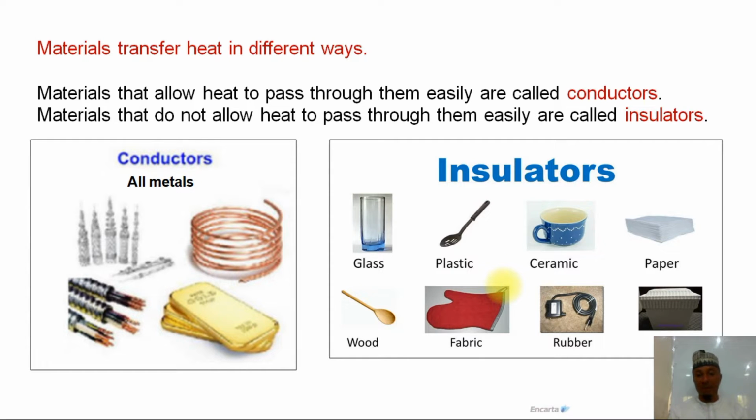Now, there are different materials that respond differently to heat. Some materials respond quickly to heat, that is, they allow heat to pass through them easily, while others do not allow heat to pass through them easily. The ones that allow heat to pass through them easily are called conductors, like what we have here. All metals belong to this category. And those that don't allow heat to pass through them are insulators. So we have glass here, plastic, ceramics, paper, rubber, foam, fabric, wood, and so on.